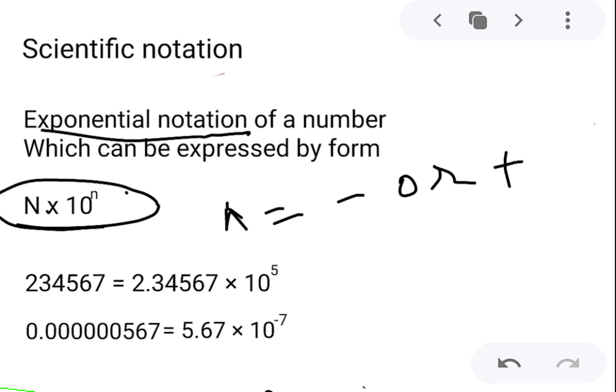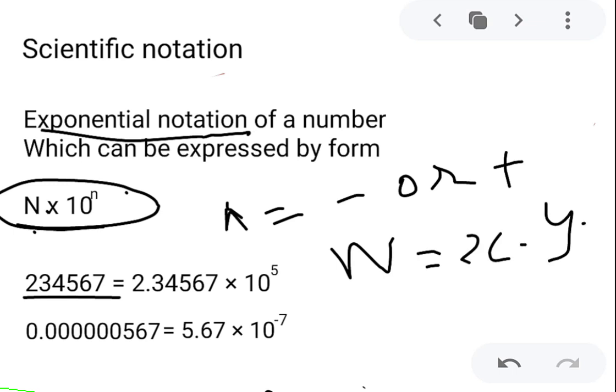Now, how to convert into scientific notation? First of all, let us take one example. Here is 2, 3, 4, 5, 6, 7. It's my number. Now what will I have to do? This capital N should be a number where the point comes after one digit only. So over here I need to shift the point.